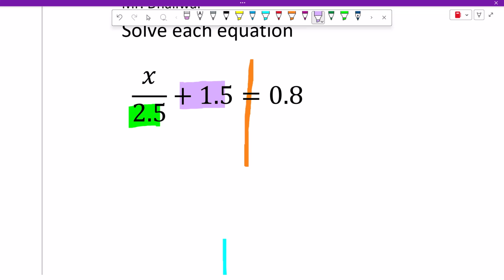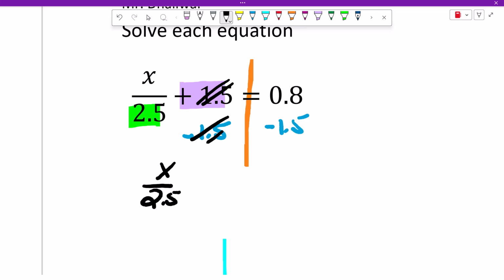You could, right? But we're going to do the adding, subtracting one first. Okay, so that's the purple one. The plus, all right? So the opposite of adding 1.5 is subtracting 1.5. So you go minus 1.5 here, minus 1.5 here. The 1.5s disappear because that makes a 0. We have x over 2.5 left over.